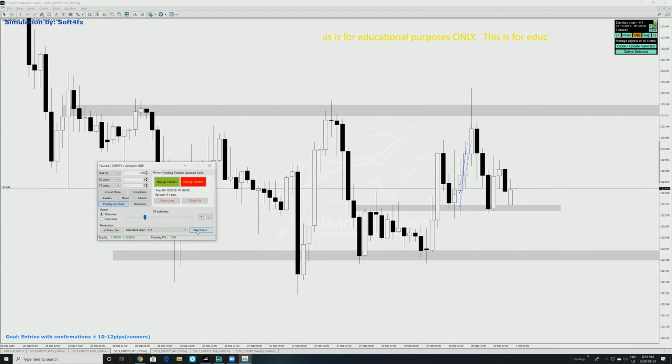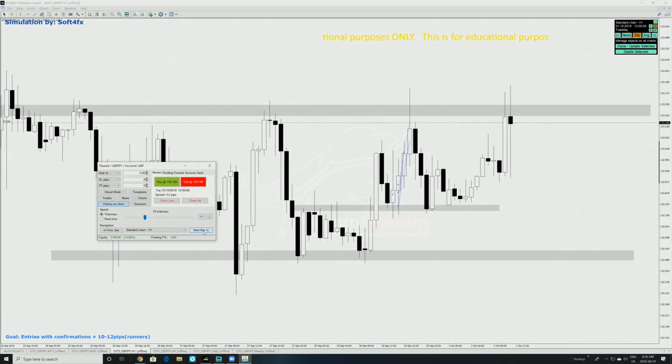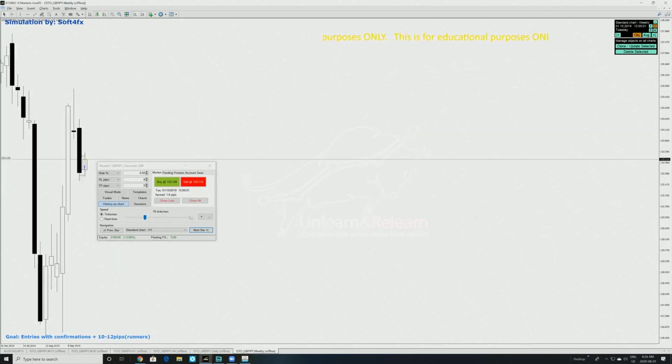Pre-New York. Okay, so we go towards 3 a.m. See how price is just ranging here? Price is just ranging in this range. I mean, it didn't really do anything important here. So 3 a.m., 4, 5, 6. This is 6 a.m. Eastern right over here, right? So we're at 6 a.m. Eastern.